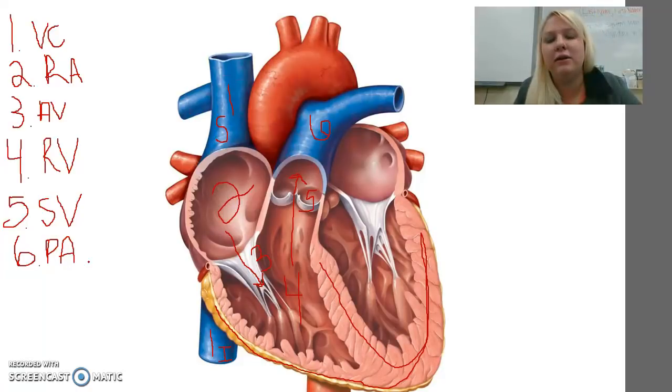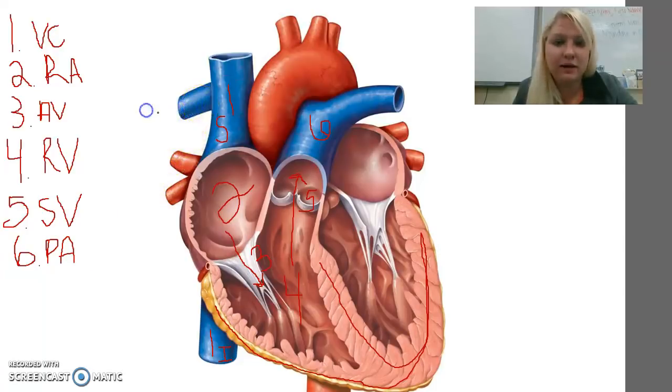The reason that we call this an artery is because it's bringing blood away from the heart. That's the only reason. So an artery actually by definition is bringing blood away from the heart. Veins are bringing blood to the heart. So this is your pulmonary arteries.